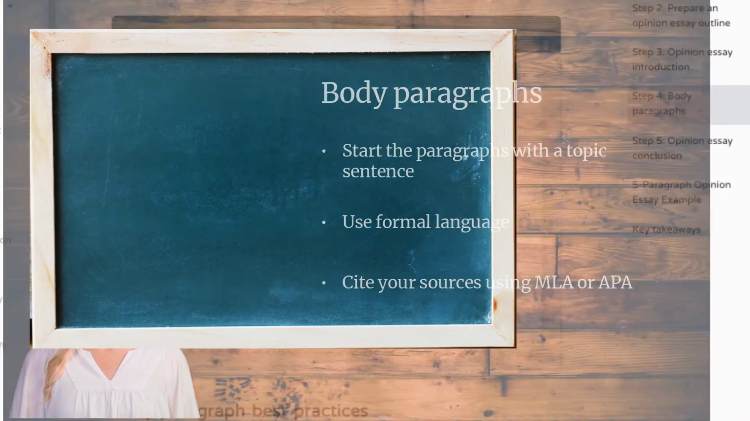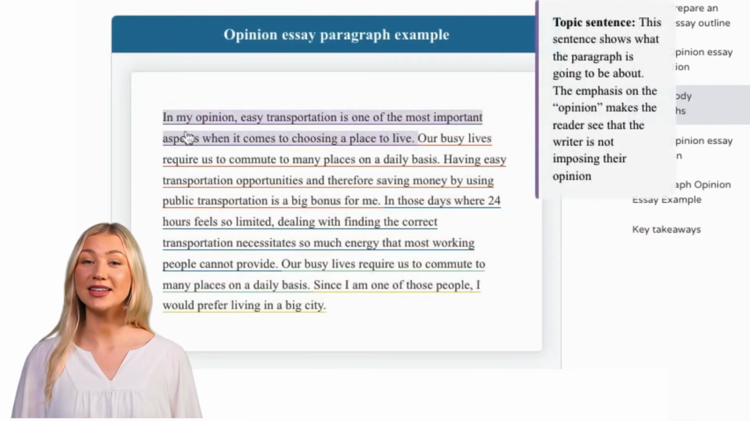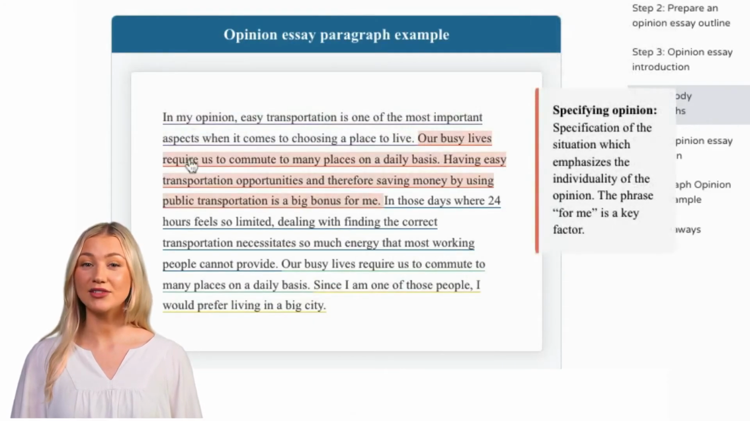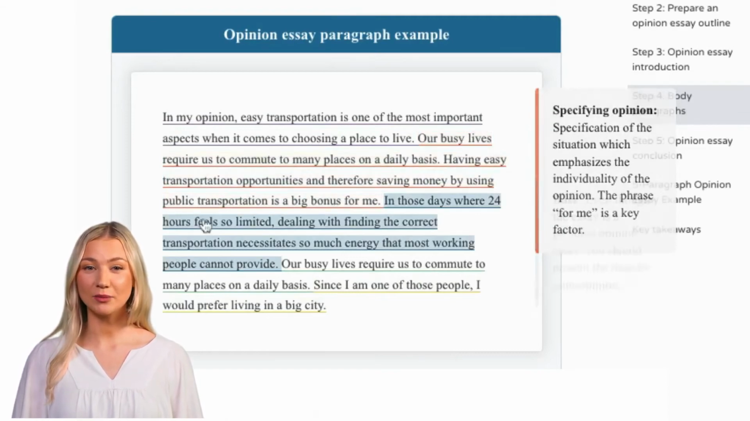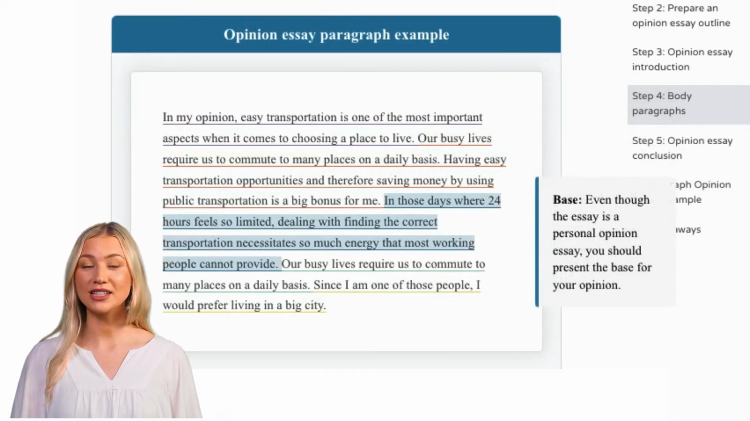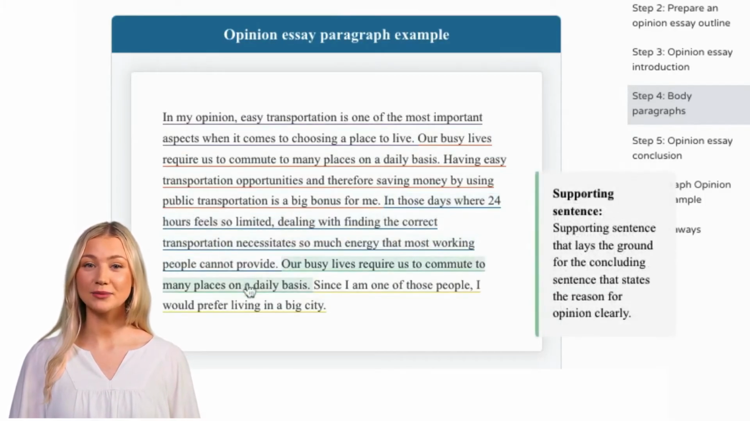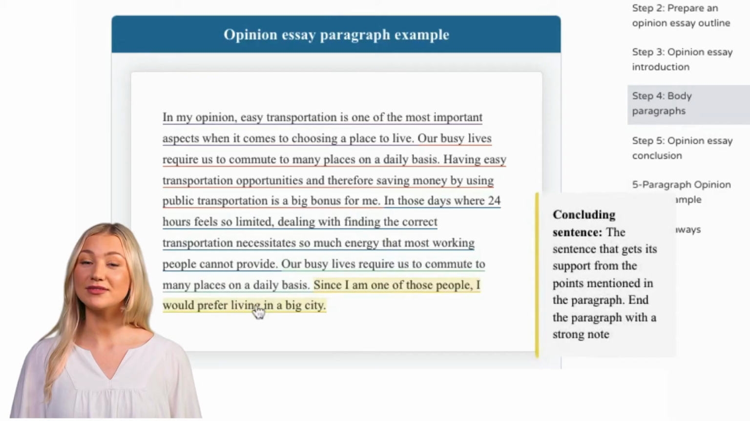Let's check out our example. It starts with the topic sentence to indicate the paragraph's main idea. The second sentence specifies the opinion and gives more information about the writer's perspective. Then, the writers back up their opinion by presenting a basis for it. This is followed by the supporting sentence, which lays the groundwork for the concluding sentence. Finally, the paragraph ends with a concluding sentence where the writer states a strong point. Now, all we need to do is wrap up this great essay with a conclusion.